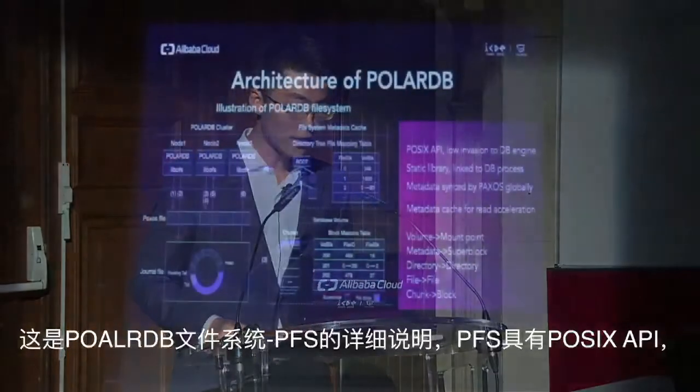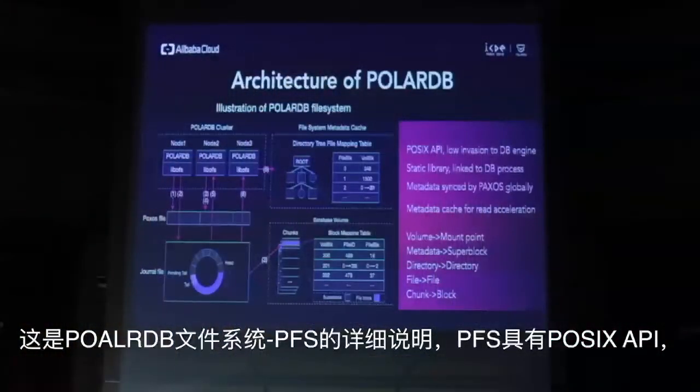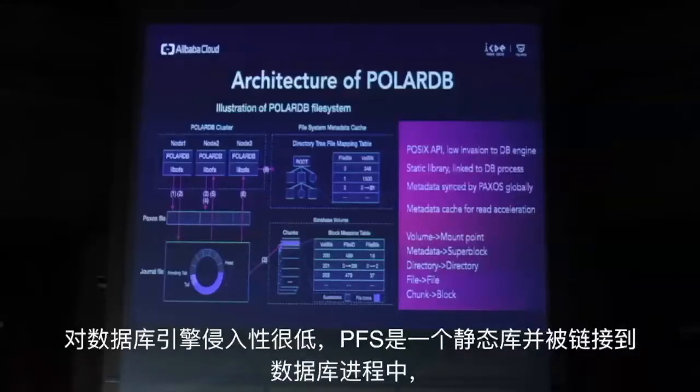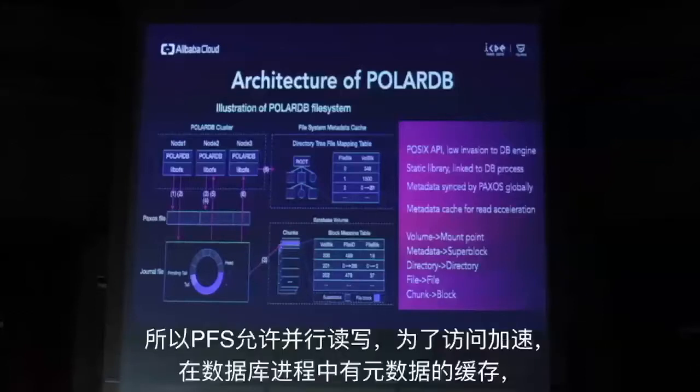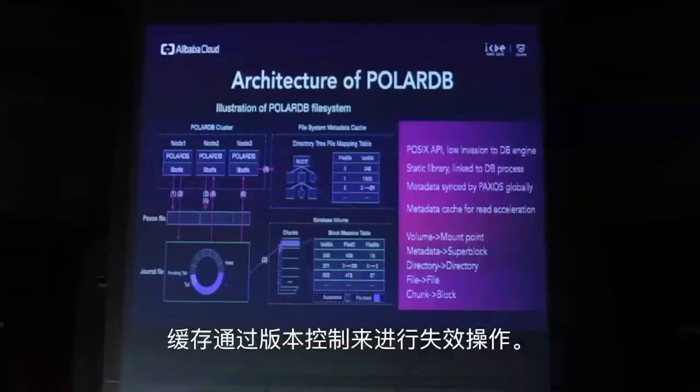Okay, this is an illustration of the PolarDB file system, PFS. It is with POSIX API with low invasion to the database agent. PFS is a library and statically linked into the DB server. PFS is a distributed file system. The metadata is synced among nodes with the Paxos algorithm, so it permits concurrent operations. There's also the metadata cache in each node. For acceleration, the cache is invalidated by the version control.